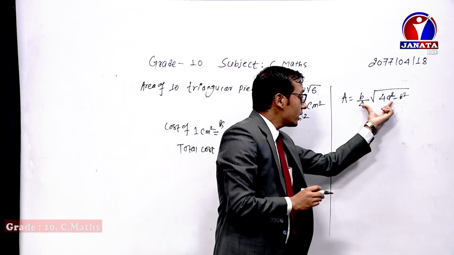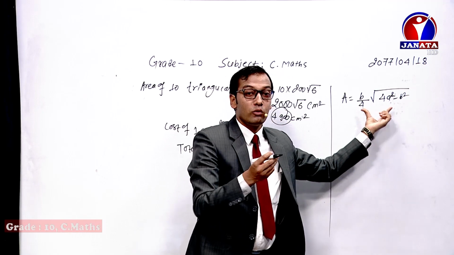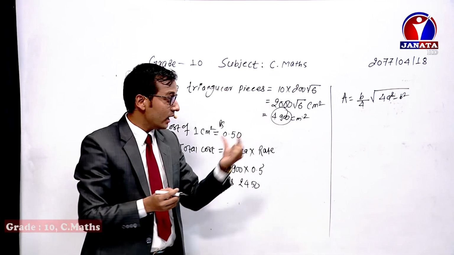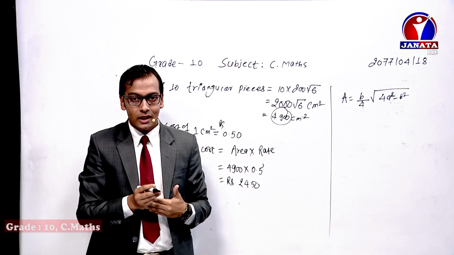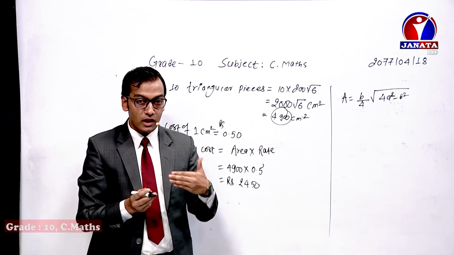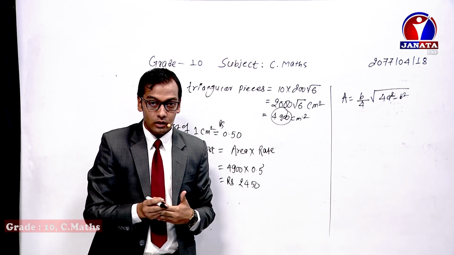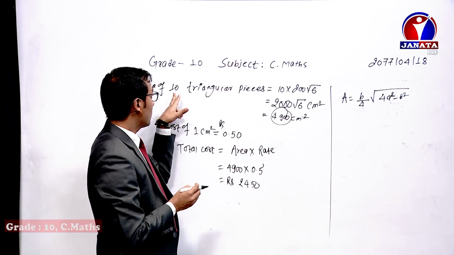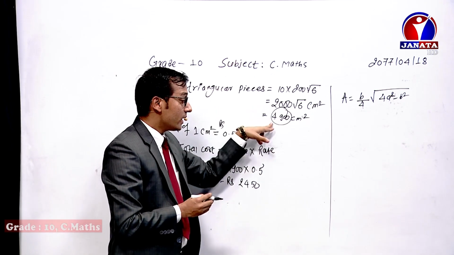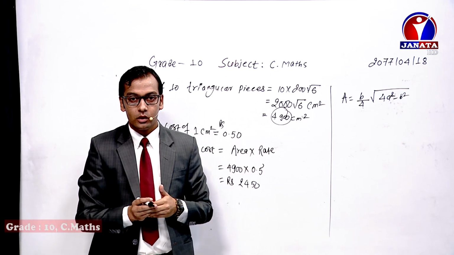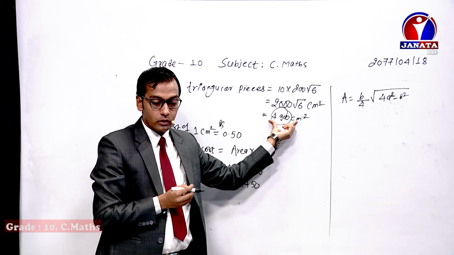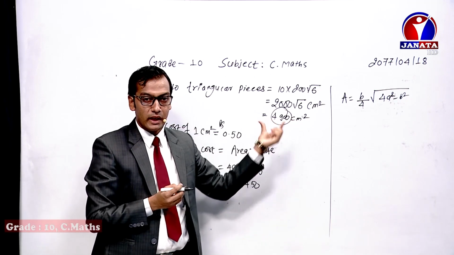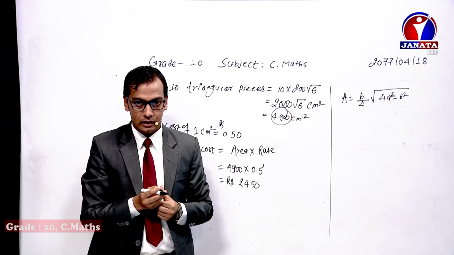So after calculating this area, this is the area of one triangle. Then we can find the area of 10 triangular pieces by multiplying with 10. That gives us the area of 10 isosceles triangular pieces. So this is the amount of cloth required for making this umbrella.